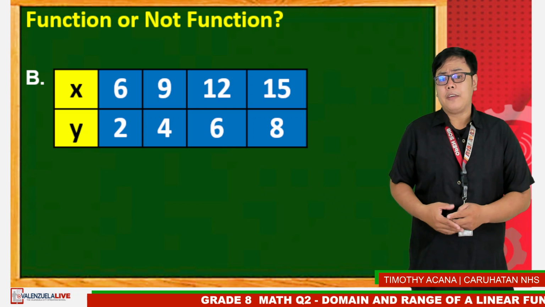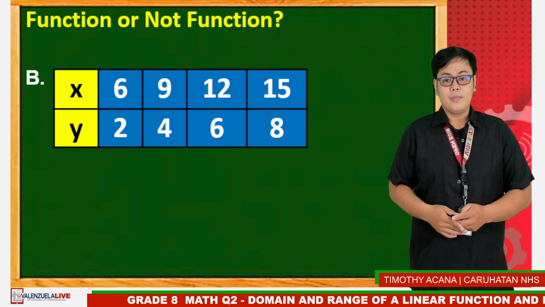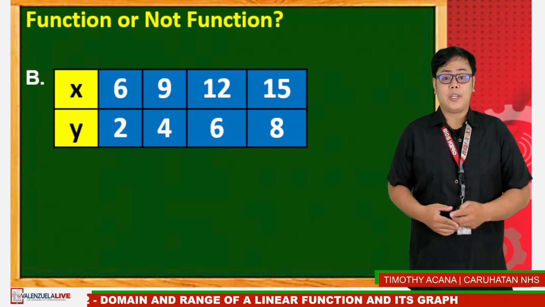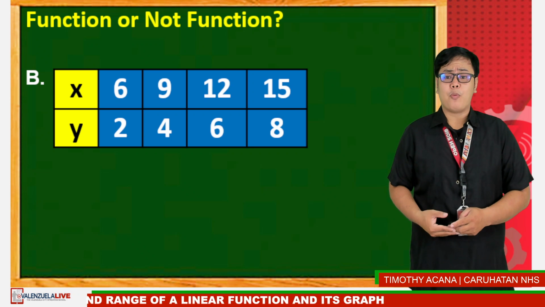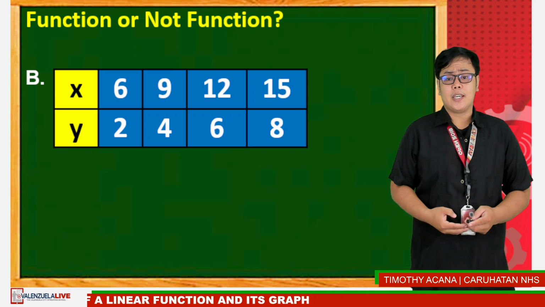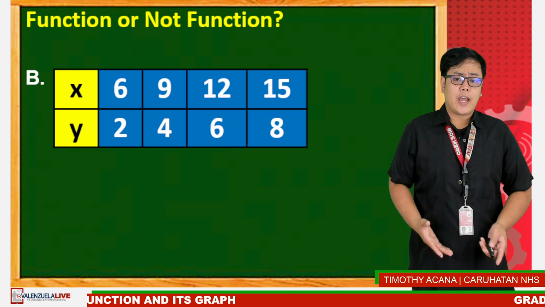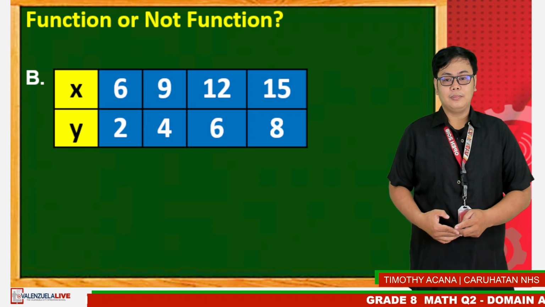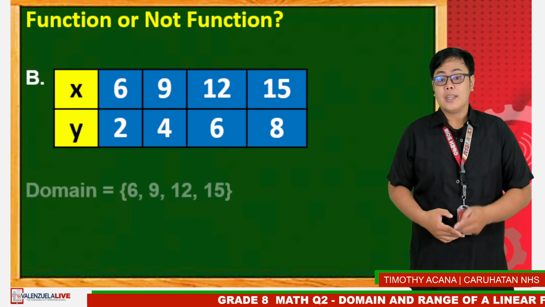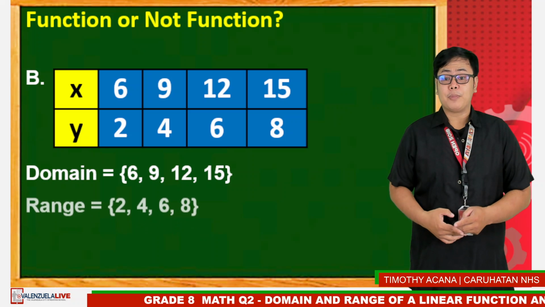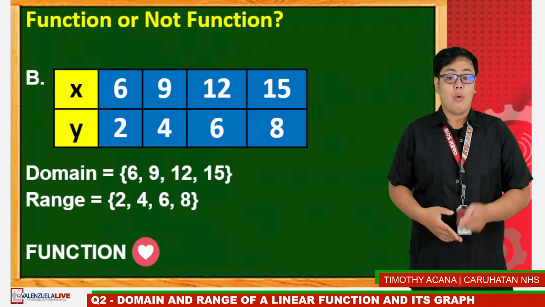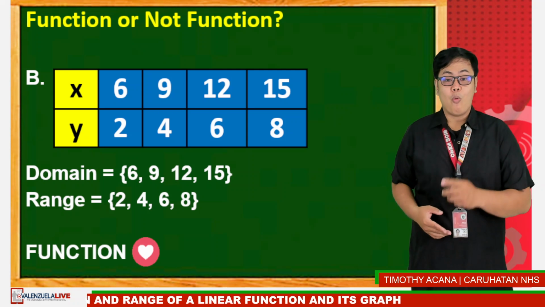Next, we have a given table of values. The values of x are 6, 9, 12, and 15. While the values of y are 2, 4, 6, and 8. Identify if the given table of values is a function or not. The given relation is a function since no element of the domain is paired more than once to the elements of the range. Were you able to press the heart button? Wonderful.